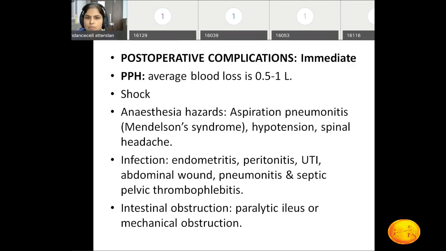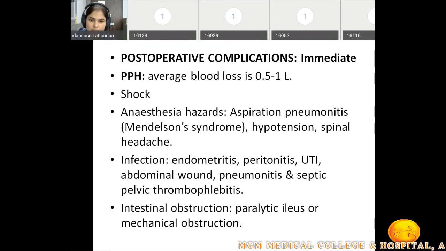Now, post-op complications. Immediate post-op PPH: again, the average blood loss during section that we anticipate is 0.125 liter. The patient may go into shock. That's why we do monitor them strictly for 6 to 8 hours, and with pulse and BP, we are checking for PV bleeding also.